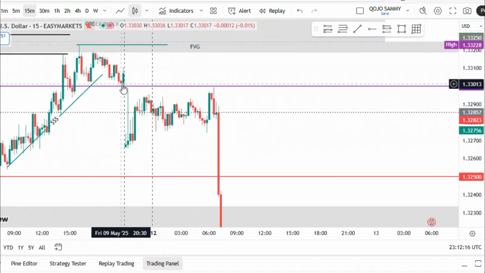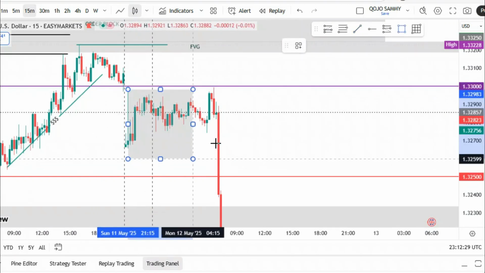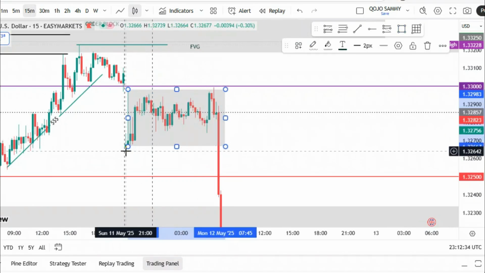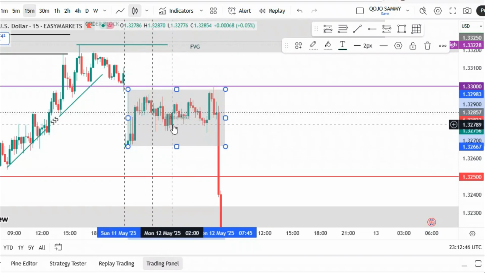So price closed here on Friday and it opened here on Monday morning. And all this movement here from this week to this week, price never closed below or above it. So from around 10 o'clock till somewhere around 6:15, the market was trading sideways, and this is what we call the consolidation or sideways trend.